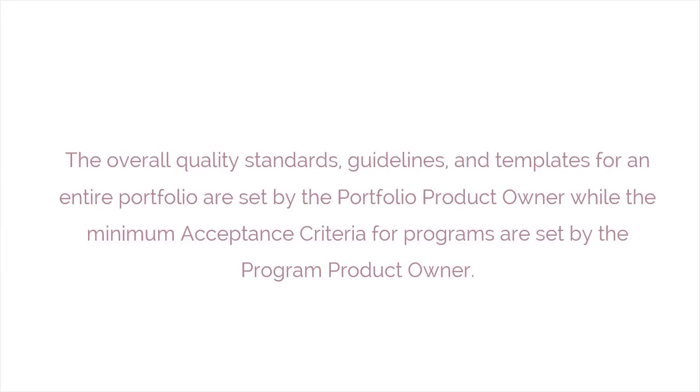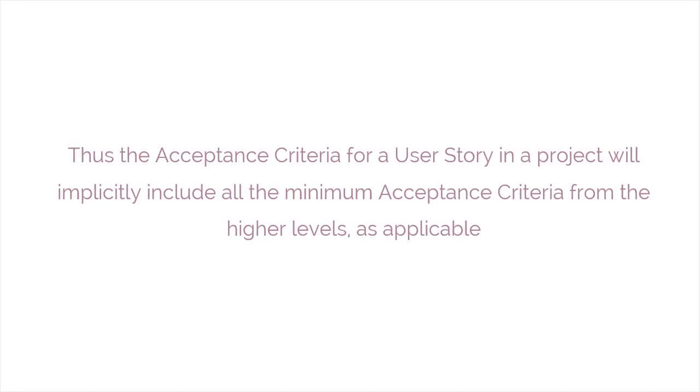The overall quality standards, guidelines, and templates for an entire portfolio are set by the portfolio product owner, while the minimum acceptance criteria for programs are set by the program product owner. Thus, the acceptance criteria for a user story in a project will implicitly include all the minimum acceptance criteria for the higher levels as applicable.